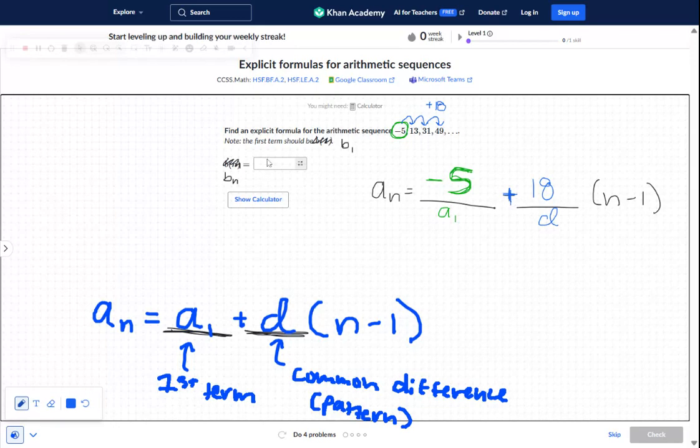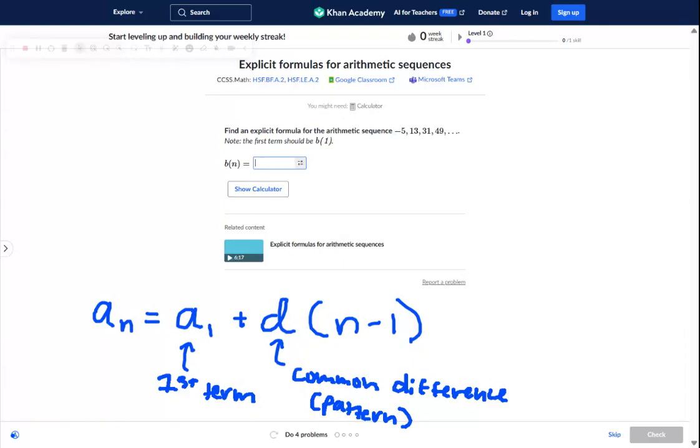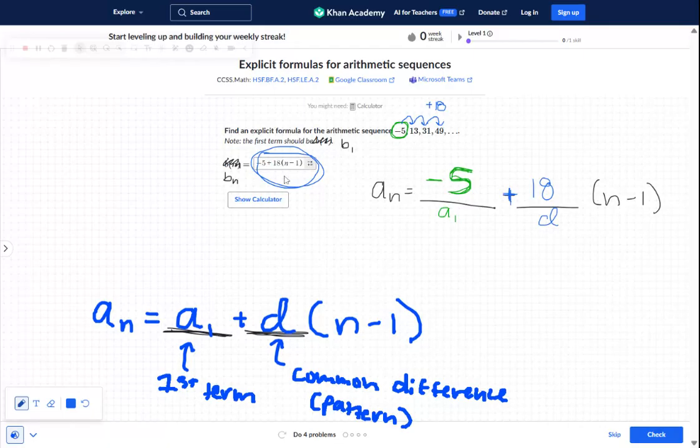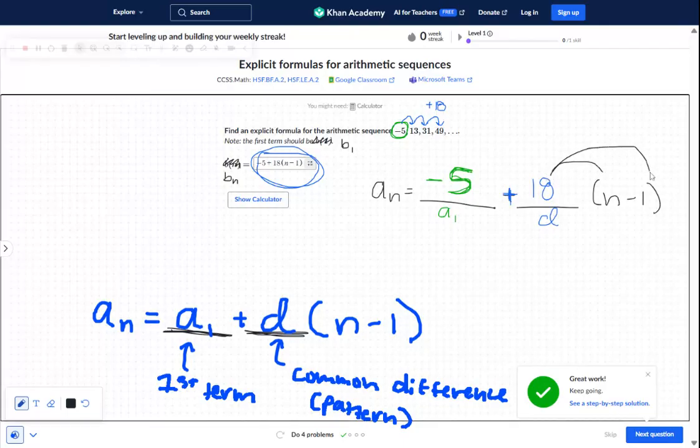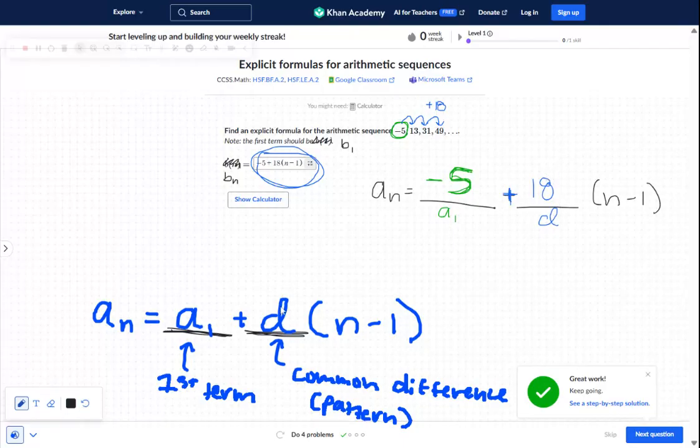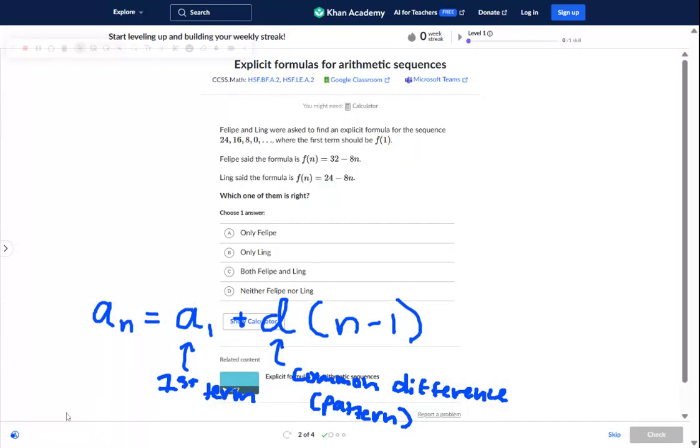All right, so now I've got to type this in over here. So a sub n equals, or b sub n, -5 plus 18 times n minus 1. So let's write that out. -5 plus 18 times n minus 1. They might want us to simplify. Let me make sure I wrote that in right. Equals -5 plus 18 times n minus 1. All right, let's check. Hooray! Sometimes they'll ask you to clean it up: you could distribute and then combine like terms. For our class, we can just leave it like this. That's fine. All right, next one.